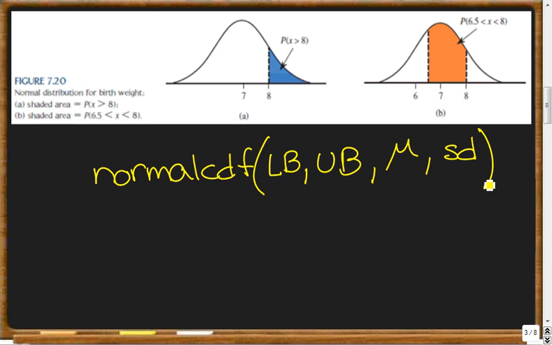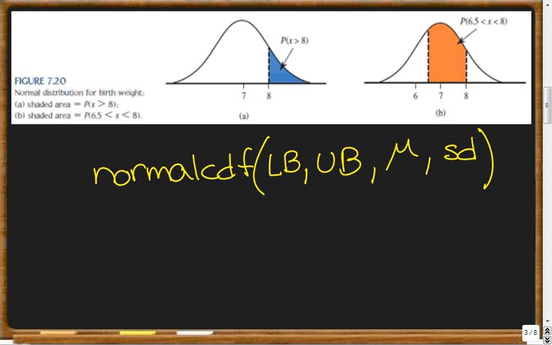So if you have a different calculator, it may just do these in order from top to bottom if you have your own window, but that's the information that you can put into any normal CDF, which is going to tell you the probability that your observations occur between these two limits, so your lower and upper bound, given what your mean and standard deviation are for that particular distribution.